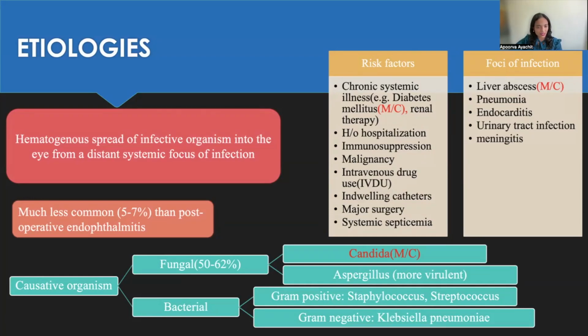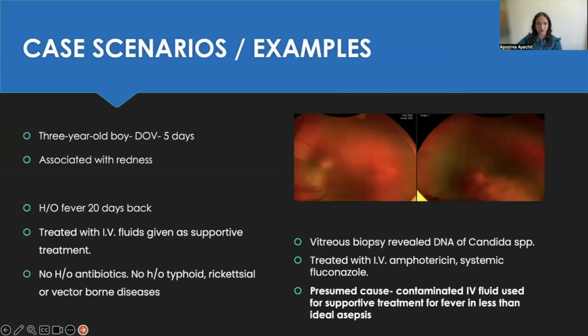The causative organisms include fungal, which comprises most of it, that is 50 to 60%, of which Candida is the most common. Bacterial include gram-positive, that is staph and strep, and gram-negative includes Klebsiella. Let's look at some case scenarios.